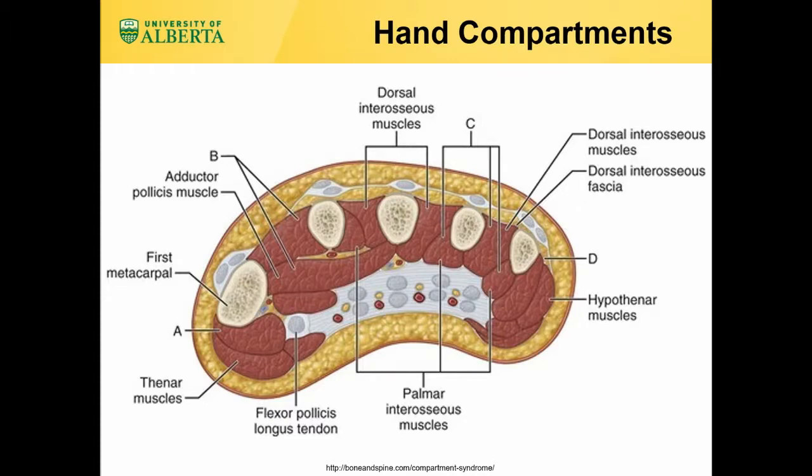The hypothenar compartment contains the hypothenar muscles, abductor digiti minimi, flexor digiti minimi brevis, and opponens digiti minimi. The oblique and transverse heads of adductor pollicis comprise the adductor compartment, and then each of the 3 palmar and 4 dorsal interosseous muscles make up the remaining 7 compartments, so named for their respective muscle.